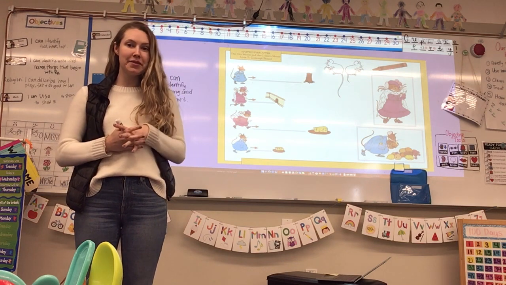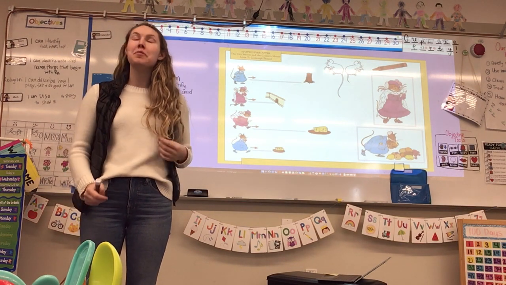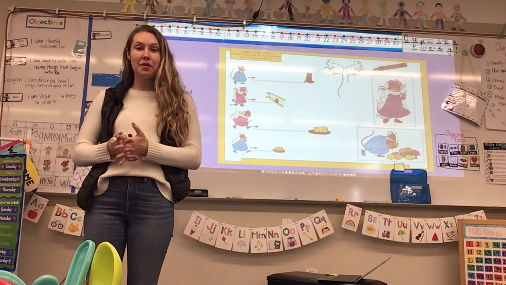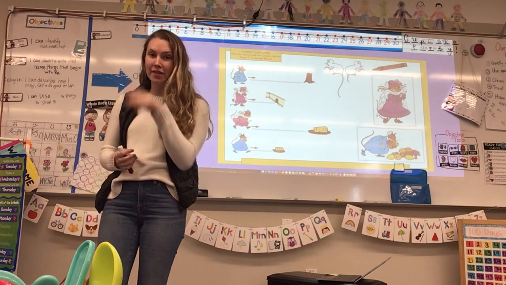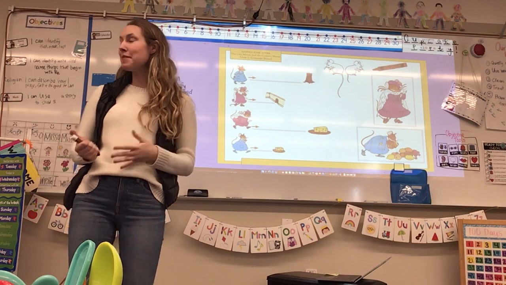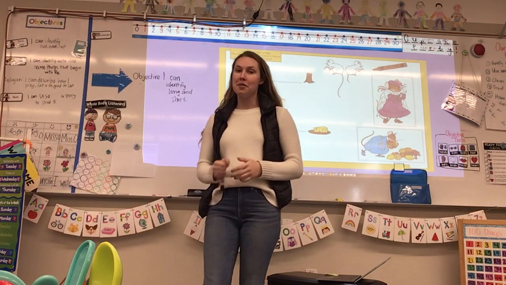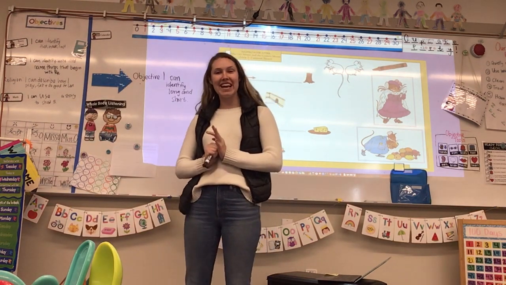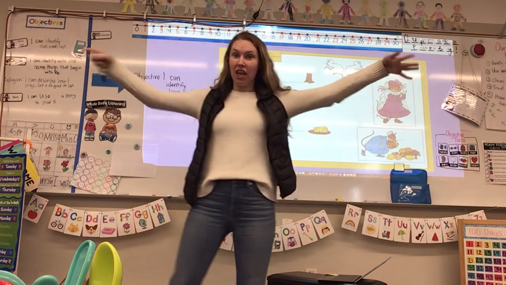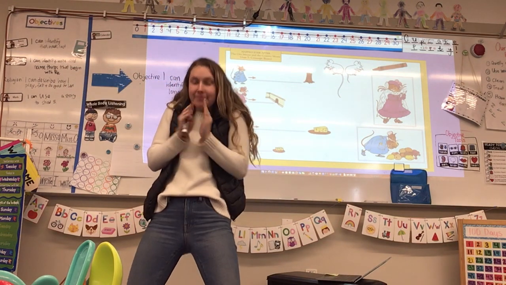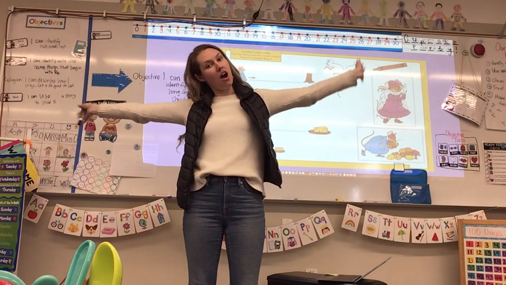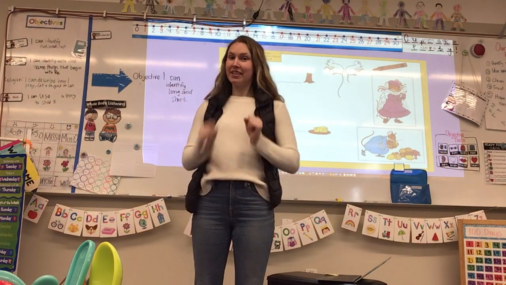We are going to move on and do some reading. So yesterday we heard a brand new story, The City Mouse and the Country Mouse. Today we're going to be looking at our concept board for this book to see what sort of things we're going to be focusing on in this story. So let's begin with our objective. Our objective is what we are going to learn. I can identify long and short. So we're going to be looking at things that are really long and things that are short.